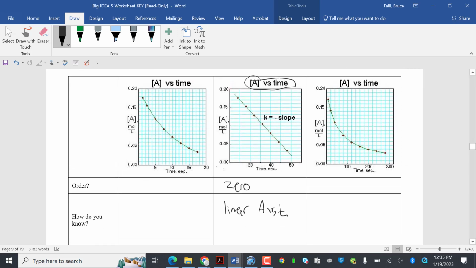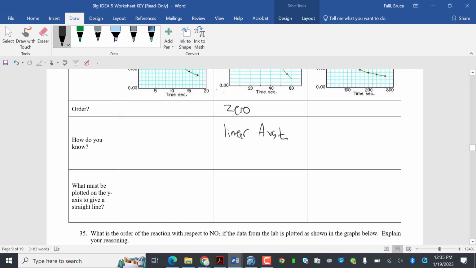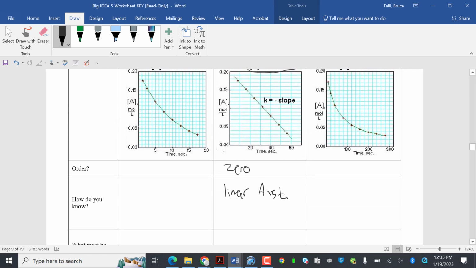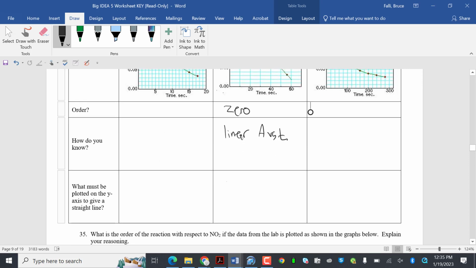This one right here is still A versus time. What I guess we have to do here is answer what must be plotted on the y-axis to give a straight line? If it's zero order, you have to do the concentration of A.